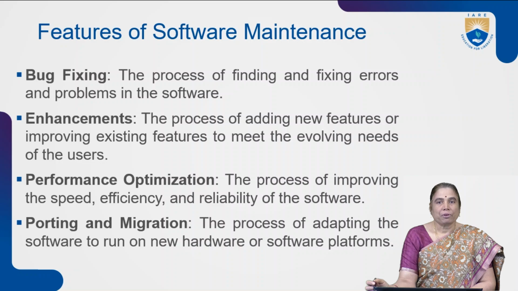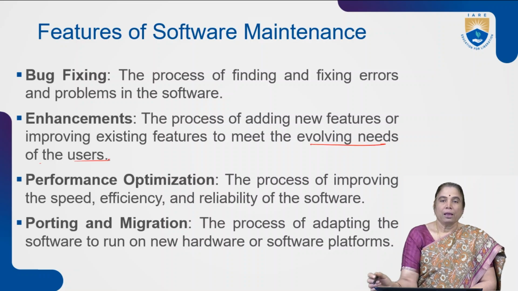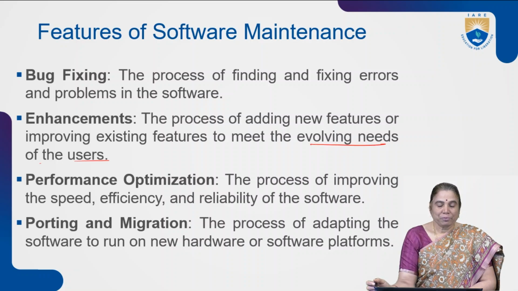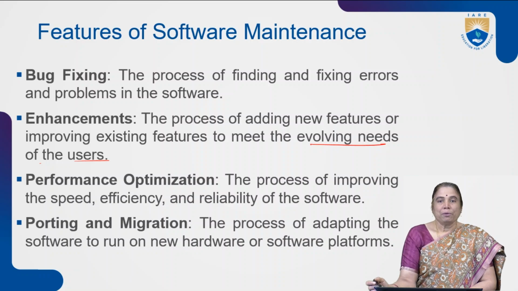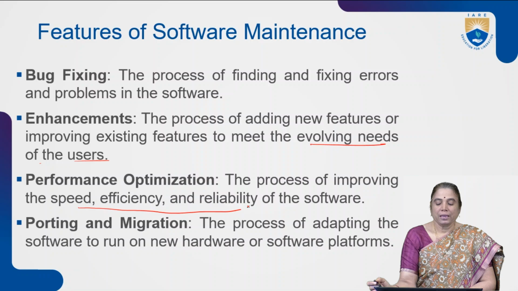The features of software maintenance are bug fixing, the process of finding and fixing errors and problems in the software, and enhancement, adding new features and improving existing features to meet the evolving needs of the user. And the performance must be optimized by improving the response time, speed, efficiency, and reliability of the software.